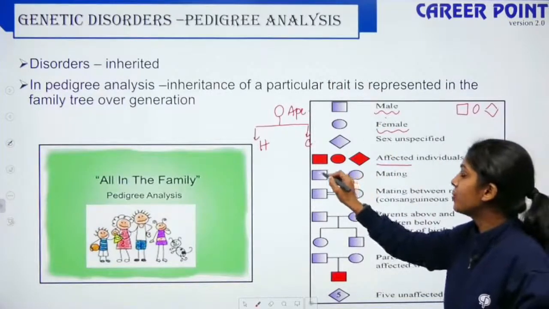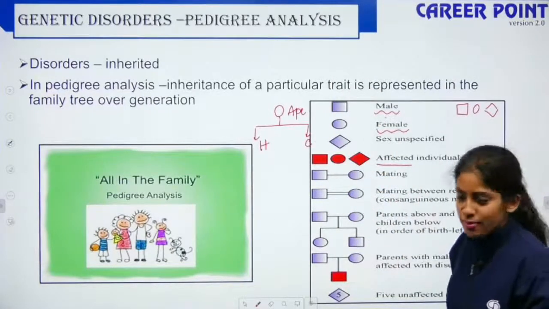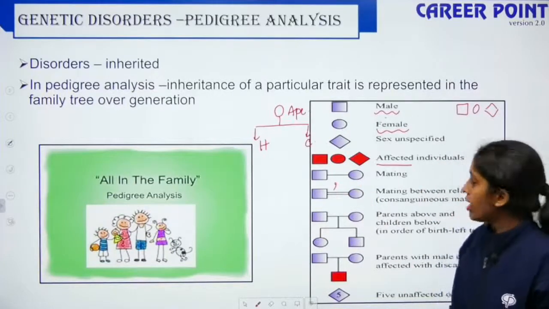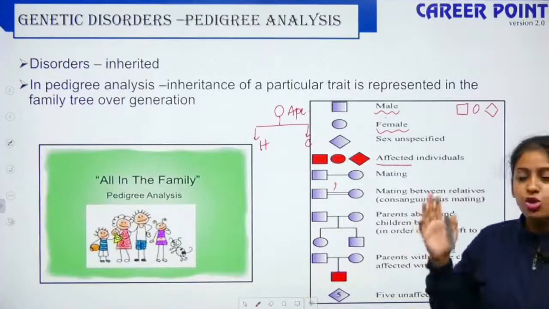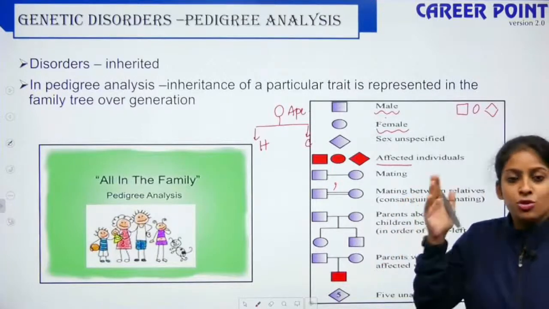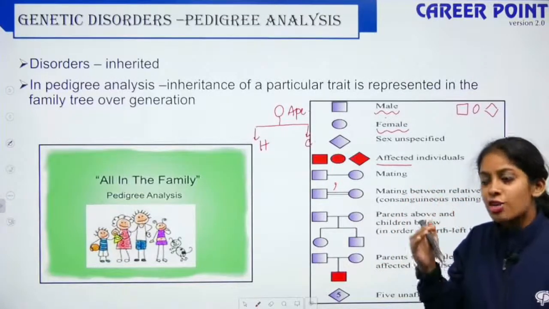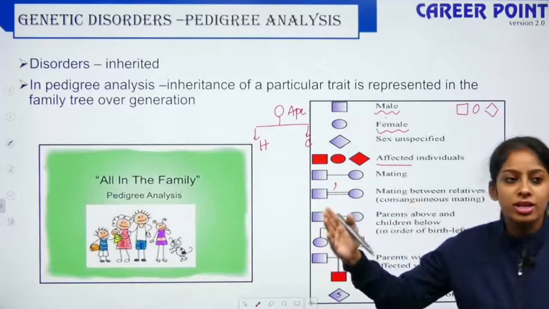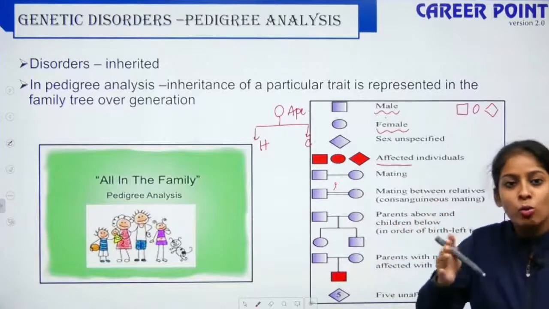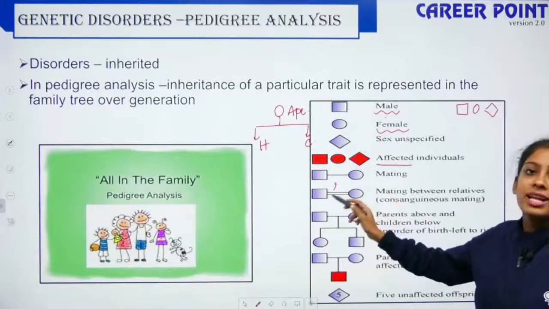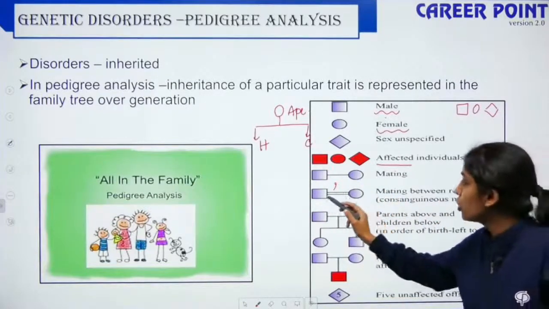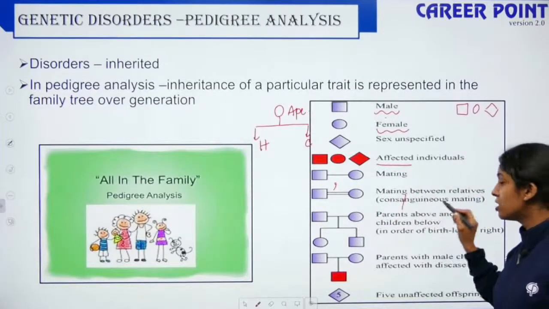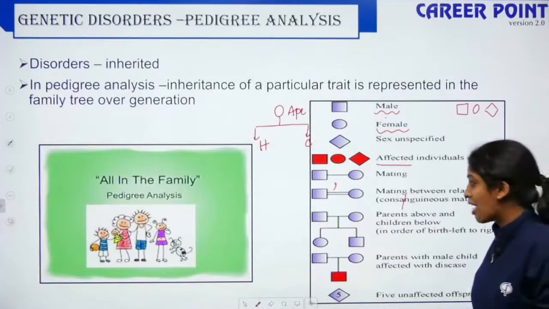Okay, if there is a line between male and female, it is called mating. If there is a double line, what is this called? It is called consanguineous marriages, or mating between relatives. You would have seen in earlier days that marriages happen within the same family. They do not want to give their son or daughter outside, so they marry within the family. So this is mating between family members. So you have a double line. This is called consanguineous marriages. Okay, so that's how you pronounce it.